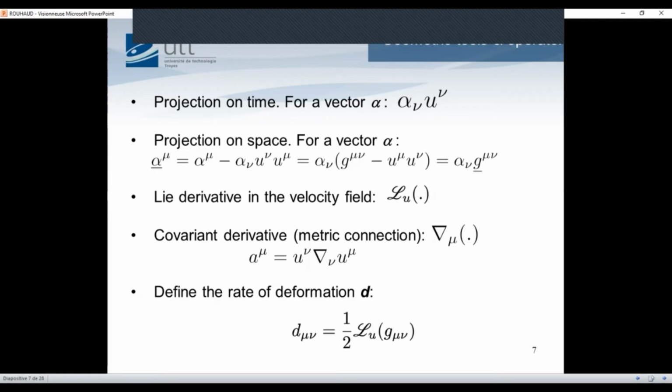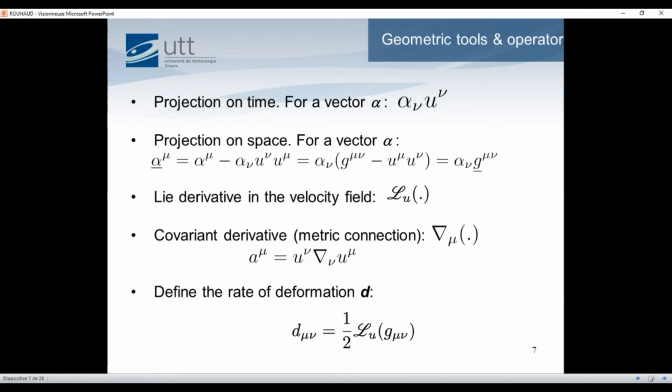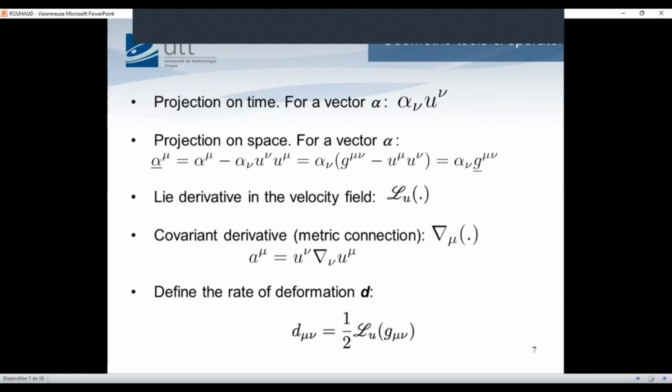connection. In particular, we can define the acceleration using this covariant derivative, and the acceleration here is valid for any observer. No need to add correcting terms like what you would have to do in classical mechanics. We finally define the rate of deformation as the Lie derivative of the metric, and it is equivalent to the symmetric part of the velocity gradient, a traditional definition in mechanics.